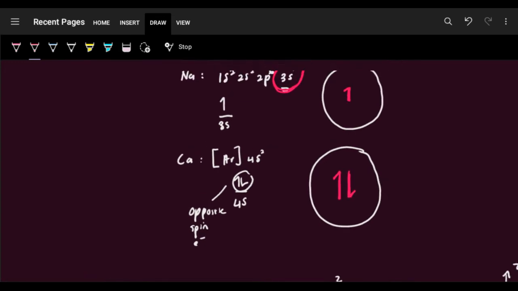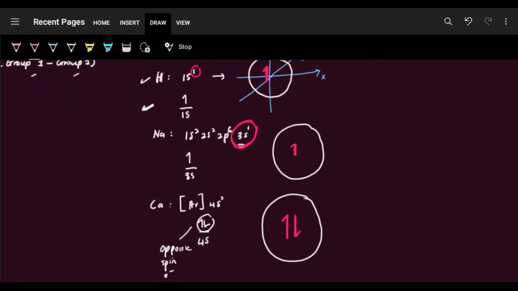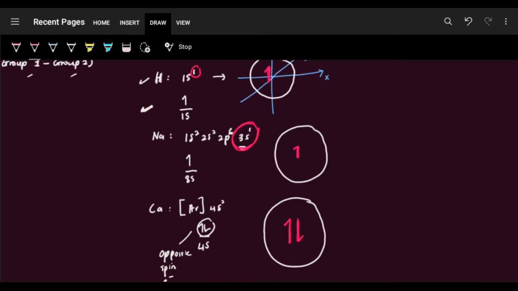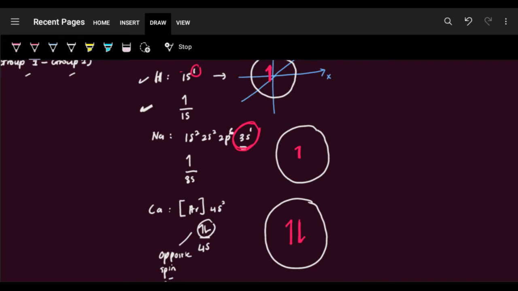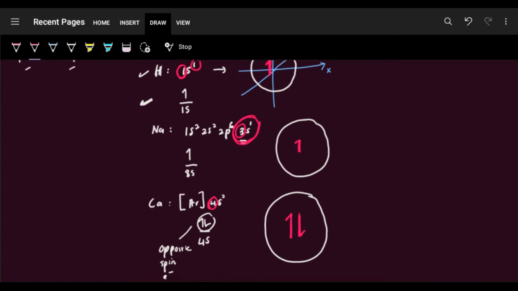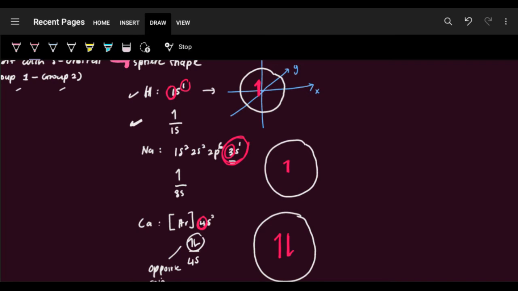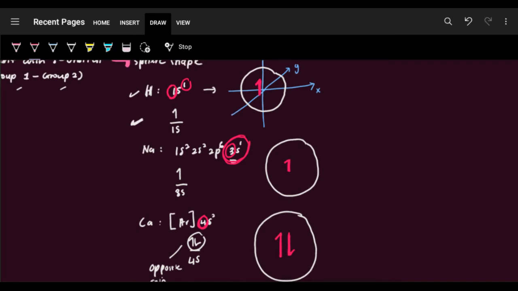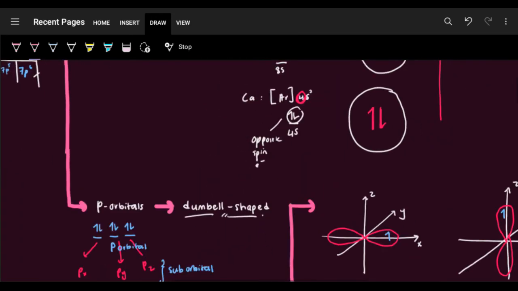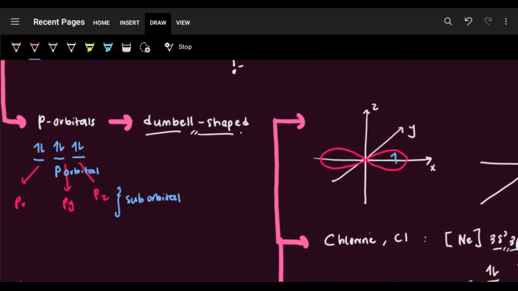Now, what are the differences between hydrogen, sodium, and calcium? If the energy level increases, the shape becomes bigger. So the orbital for calcium is bigger than sodium, and sodium is bigger than hydrogen. So when the energy level increases, the size of the orbital also increases.